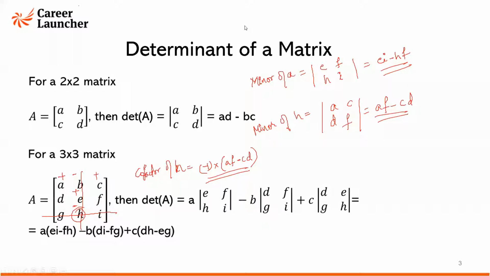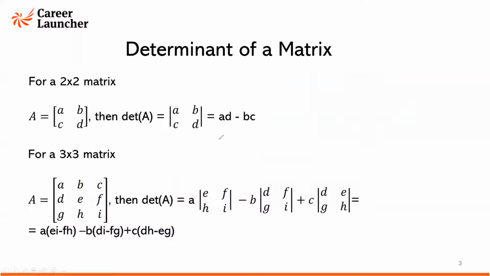Now, the determinant is actually defined as follows: any row or any column you take, it doesn't matter. First element into the cofactor of A, plus second element into the cofactor of B, plus third element into the cofactor of C. Now, if you apply this, what happens? A is as it is.